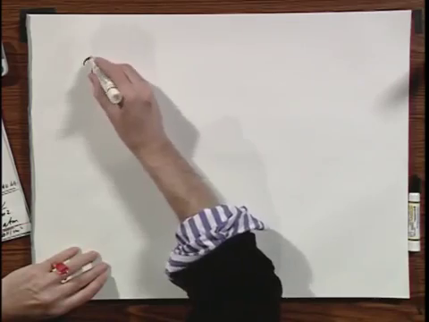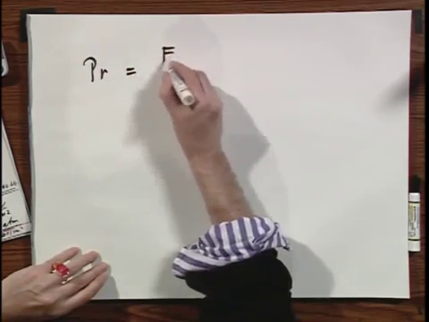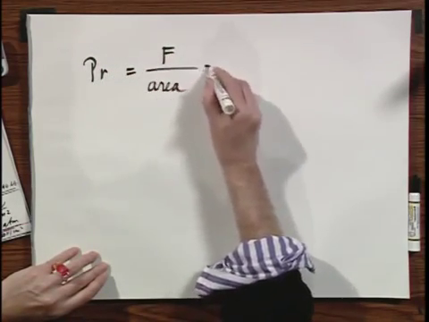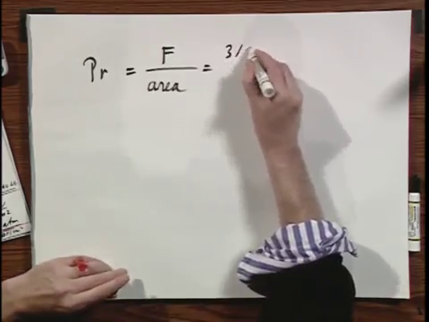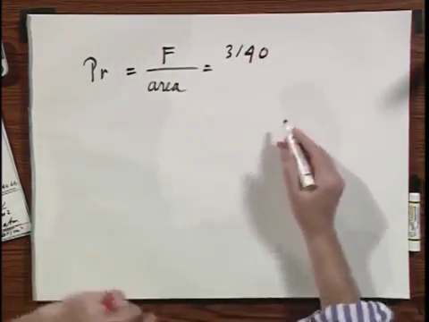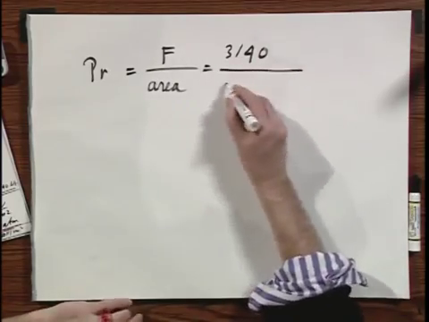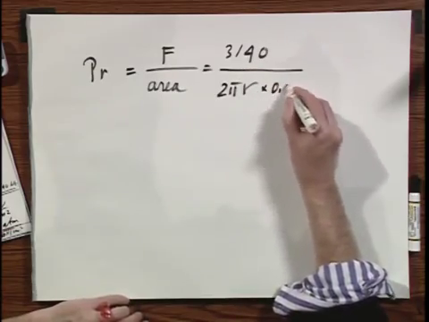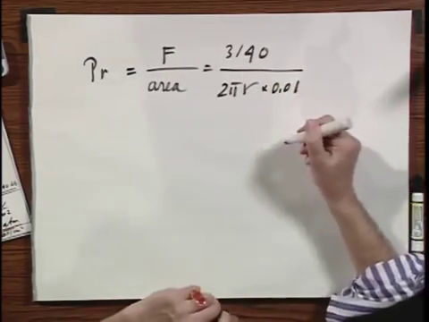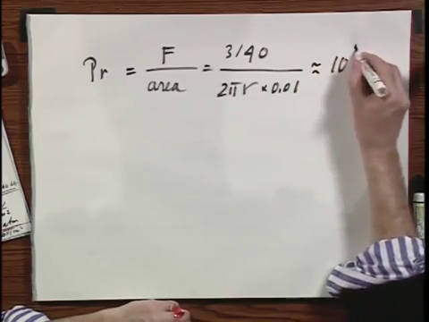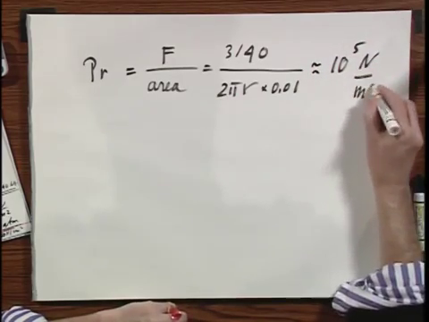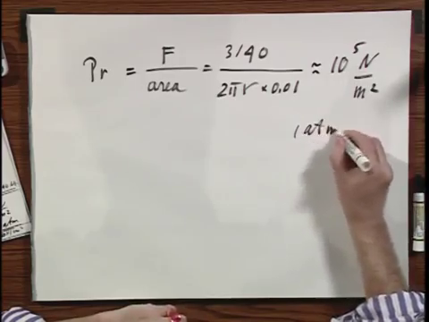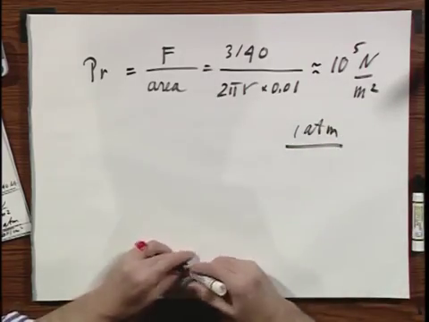A more reasonable question is, what is the pressure on this ring? Now pressure equals the force divided by the area. The force is now 3,140 newtons, half of 6,280, and I must divide that by 2 pi r, the circumference of the ring, times the height of 1 centimeter. I work in MKS units, and I find 10 to the 5 newtons per square meter, which is 1 atmosphere. This is an overpressure.